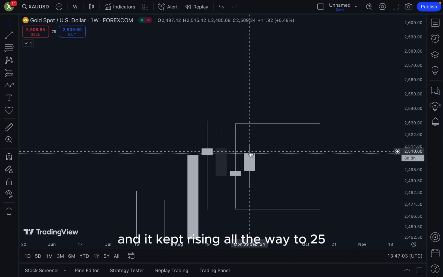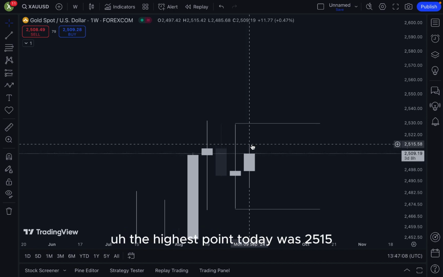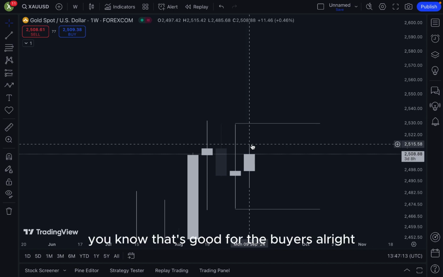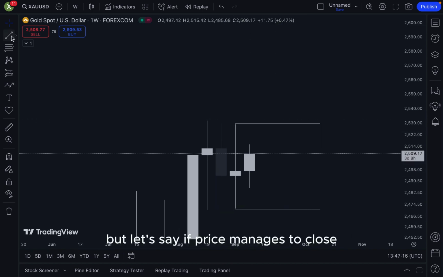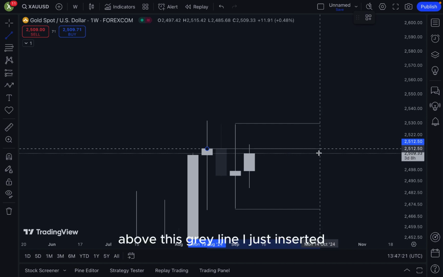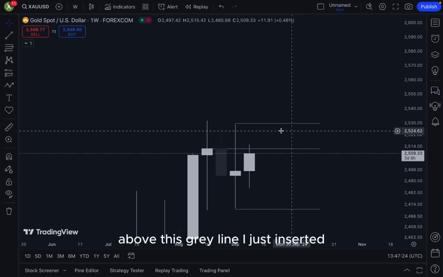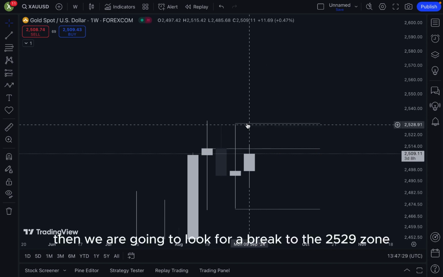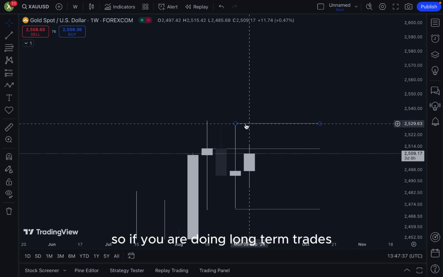it kept rising all the way to 25. The highest point today was 25.15. That was the highest point of the day, and that's good for the buyers. All right, but let's say if price manages to close above this gray line I just inserted, then we are going to look for a break to the 25.29 zone.